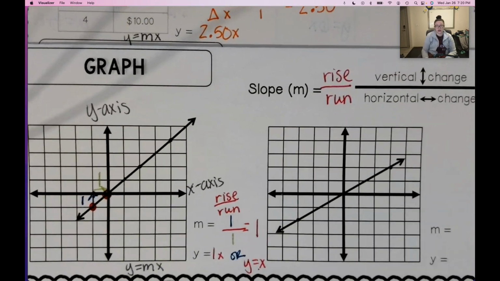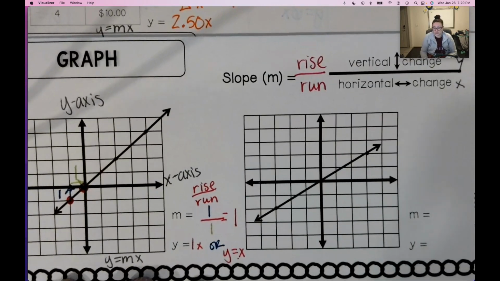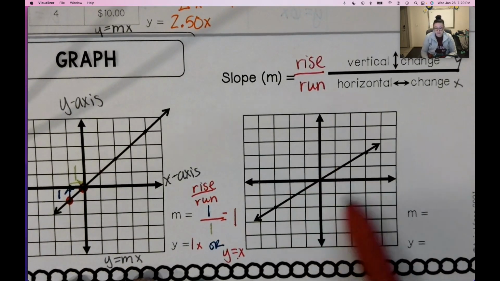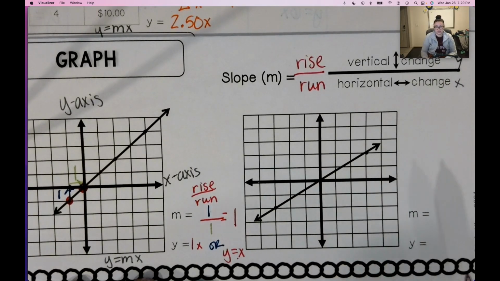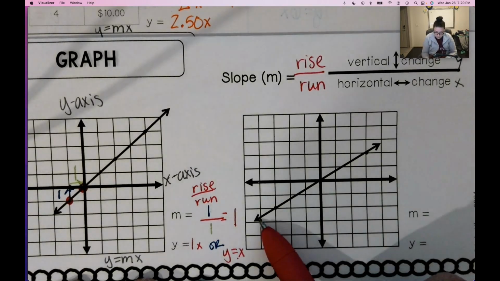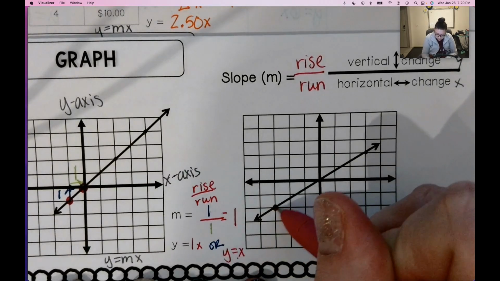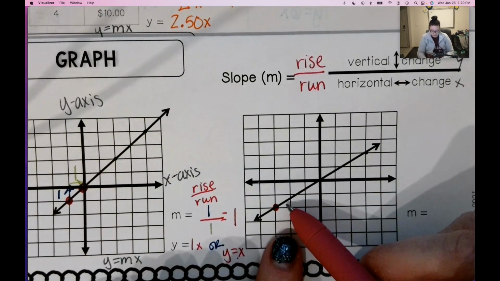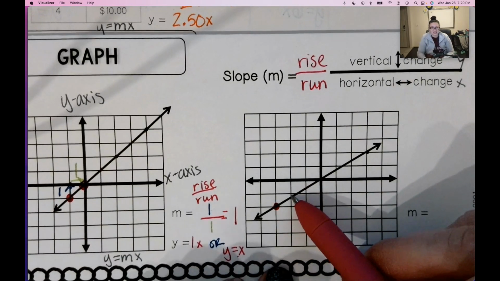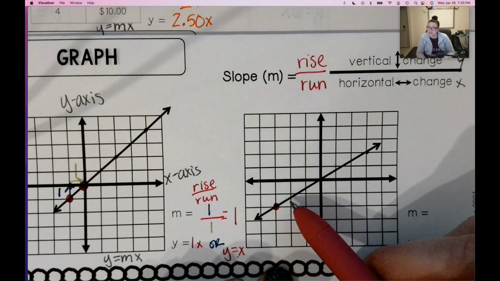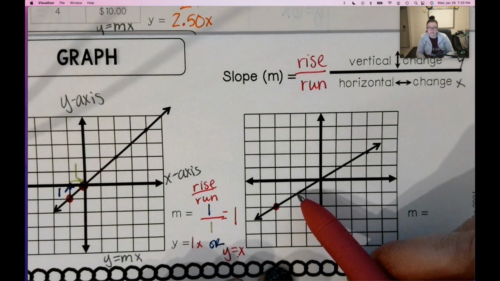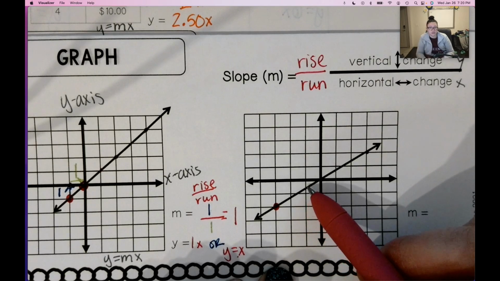Rise over run on a graph. So now we've got a new one. Tell me when to stop when you see a pretty point or a corner point. Here's one. That's not pretty. It's not on the corner. It's very close, but it is not pretty. Same thing here. Not a corner point.